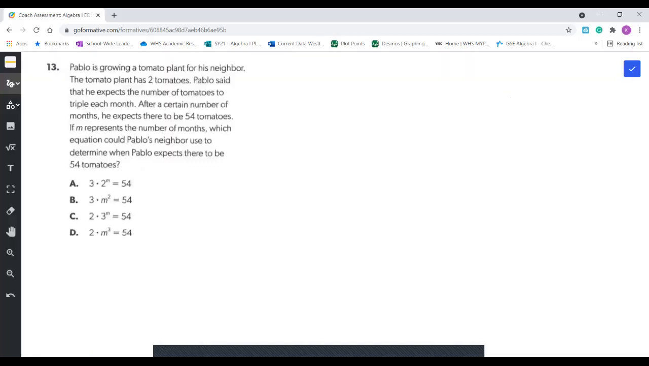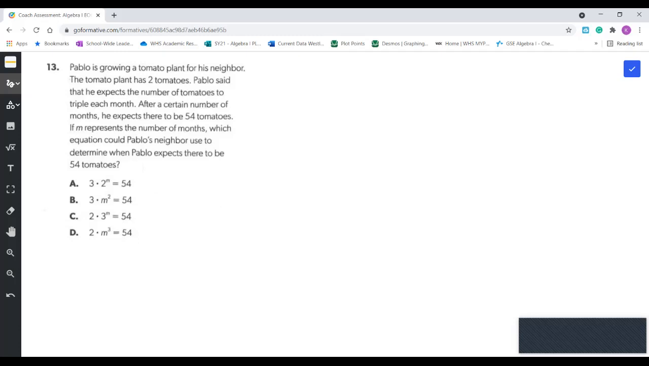All right, number 13. It says Pablo is growing a tomato plant for his neighbor. The tomato plant has 2 tomatoes.